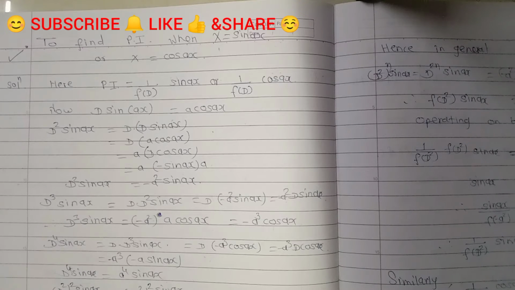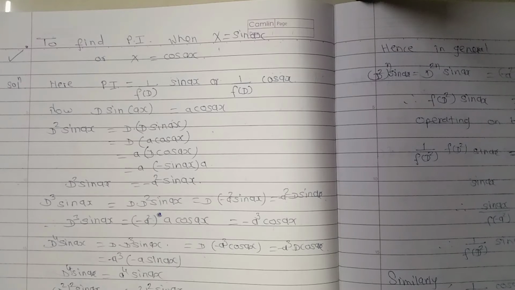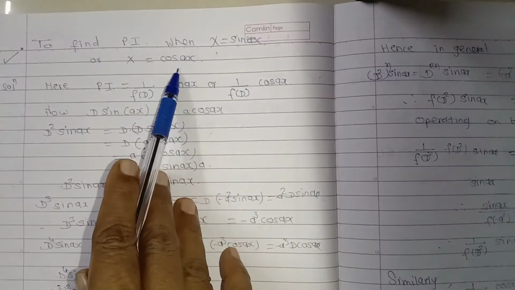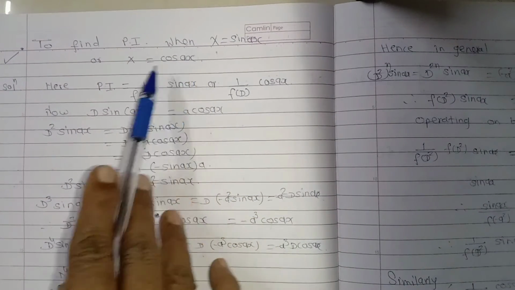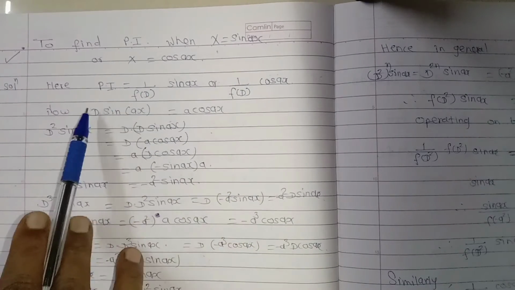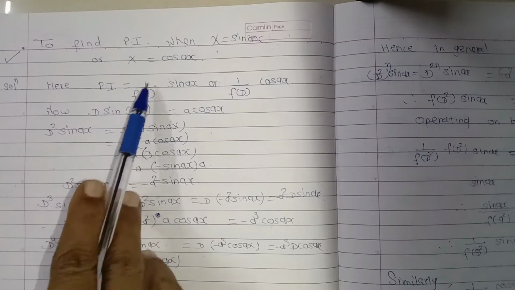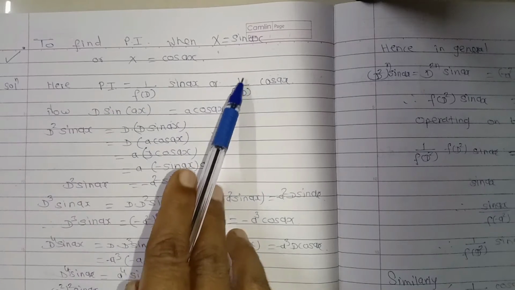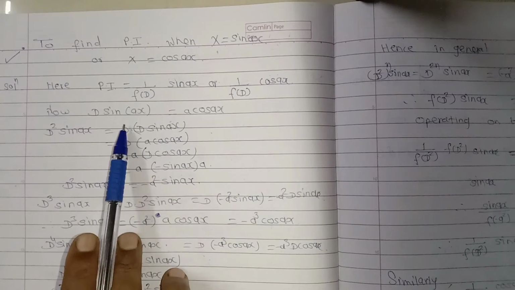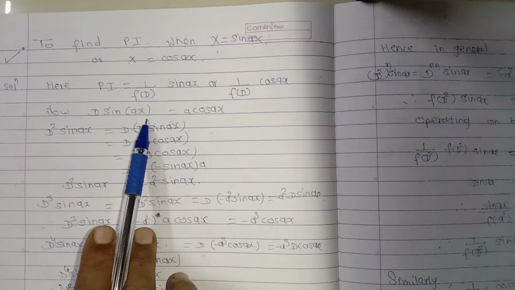Today we consider particular integrals when X equals sin(ax) or X equals cos(ax). That means when the operating factor is sin(ax) or cos(ax), we find the particular integral. To prove this result, the particular integral equals 1/f(D) sin(ax) or 1/f(D) cos(ax). To find this, we first find the derivative of sin(ax).